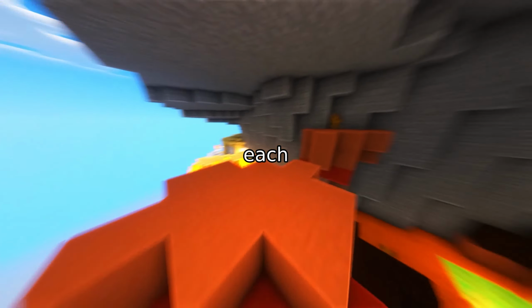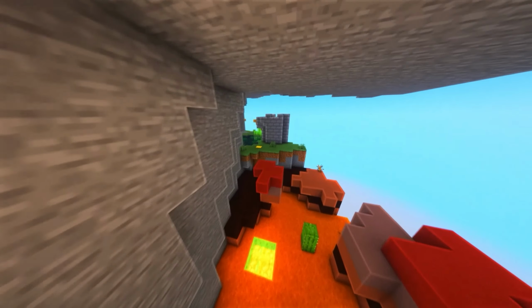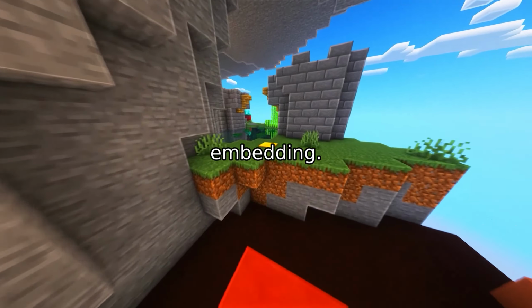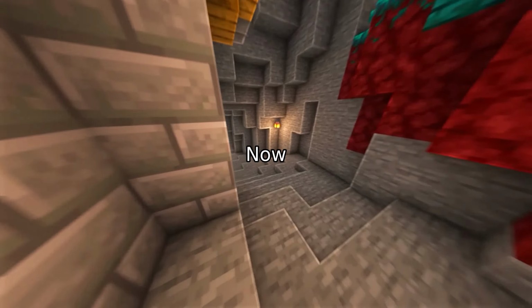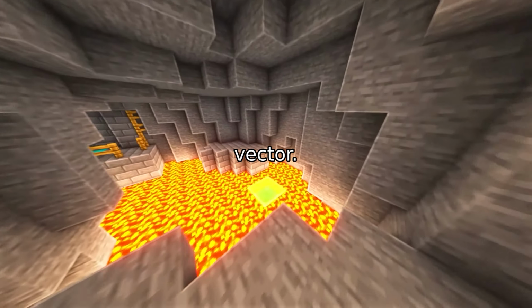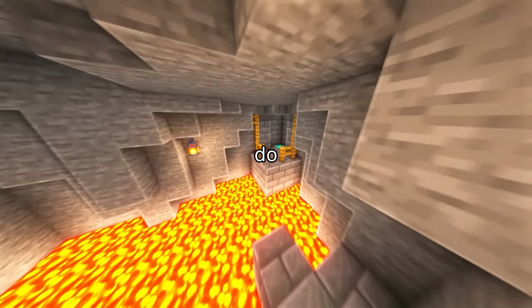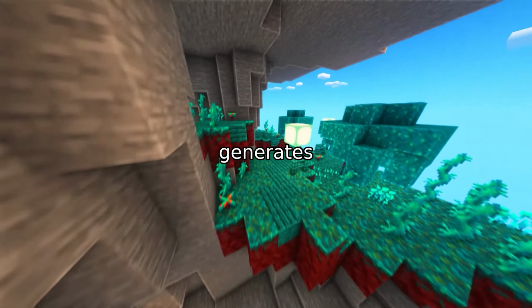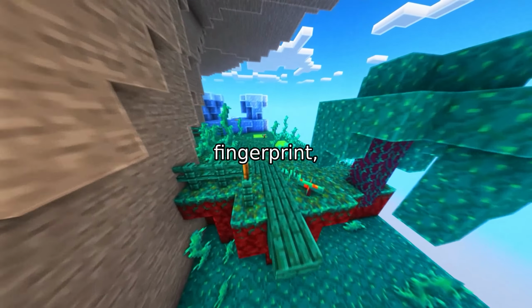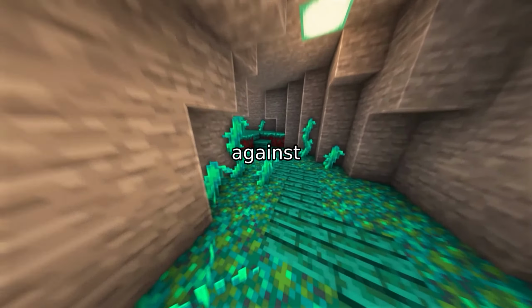Let's break it down. Each word in the input is first converted into a numerical vector, what we call an embedding. These embeddings capture semantic meaning, syntax, and position. Now for each word, we compute a query vector. Think of this as asking, what do I need to know about this word? The query is a way of probing the rest of the sentence for relevant information. Then every word also generates a key. The key is like a fingerprint, unique, descriptive, and used to match against the query.